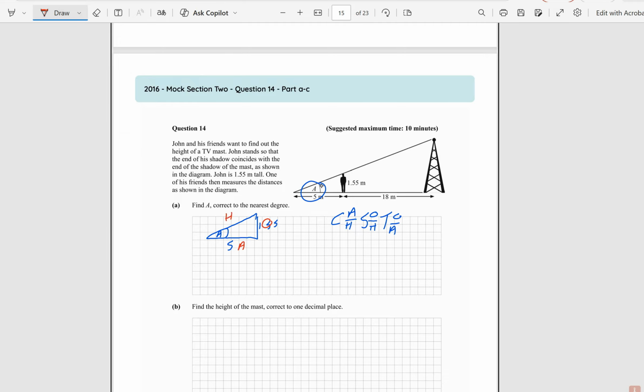So what two sides do I have? I have the opposite and I have the adjacent. Opposite and adjacent, we're dealing with tan. We're looking for an angle, so we'll press shift.